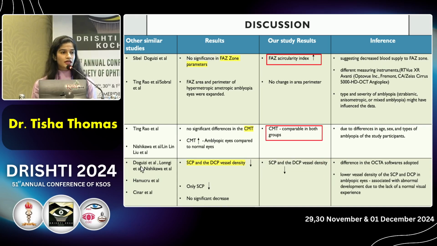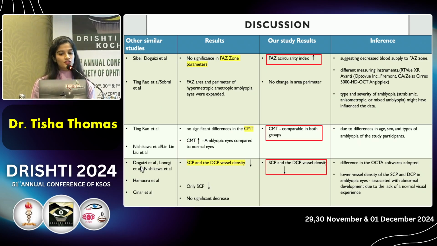Coming to our central macular thickness, in our study we found that it was comparable in both the eyes, and the same picture was also seen in the study done by Tingerov et al. Whereas Nishikawa et al. and Lin Liu et al. found that the central macular thickness is increased in amblyopic eyes when compared to the normal eyes. So this difference can be due to the difference in age, sex and type of amblyopia. I already mentioned our inclusion criteria was between 5 to 15, whereas these studies included little more elder children.